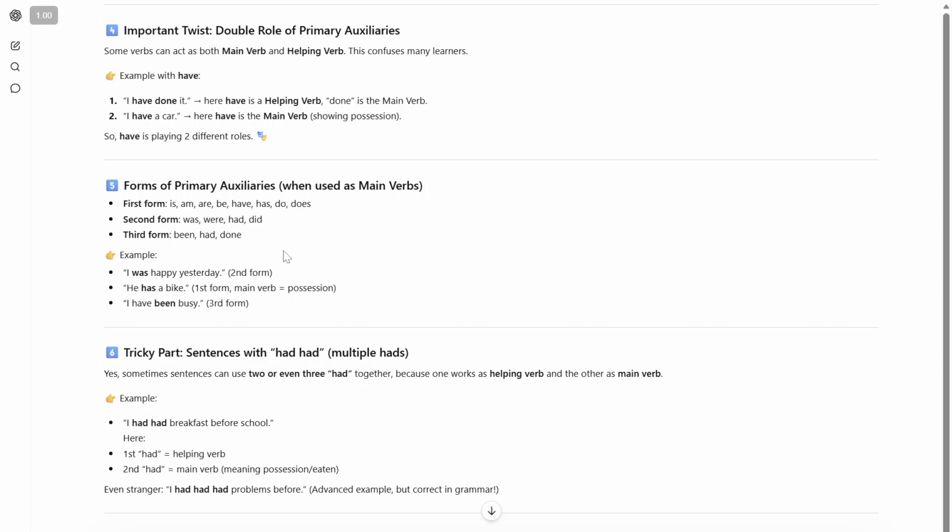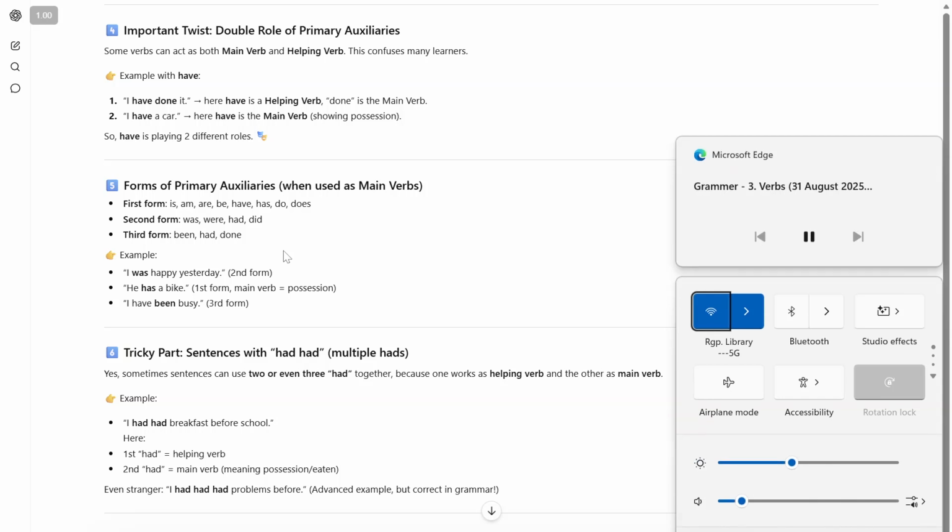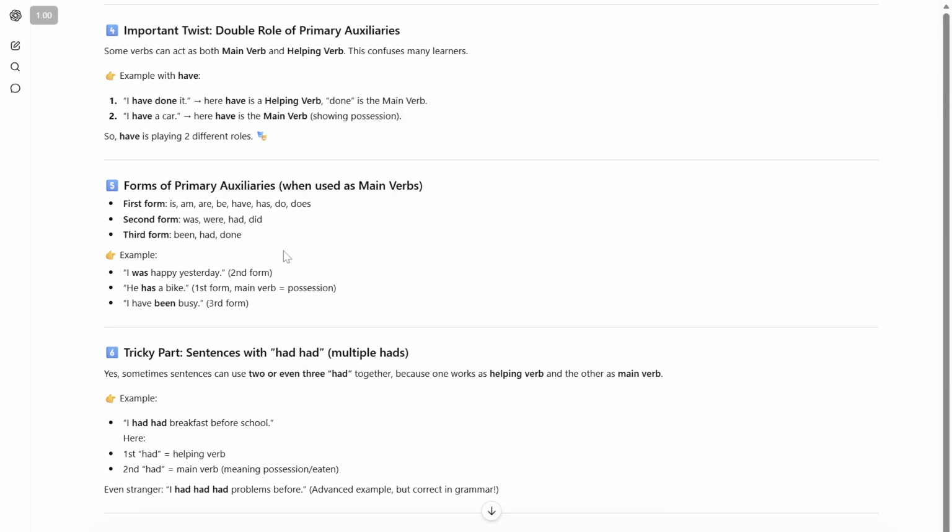Forms of primary auxiliaries when used as main verbs. First form: is, am, are, be, have, has, do, does. Second form: was, were, had, did. Third form: been, had. Example, I was happy yesterday. Second form, he has a bike. First form, main verb equals possession. I have been busy. Third form.